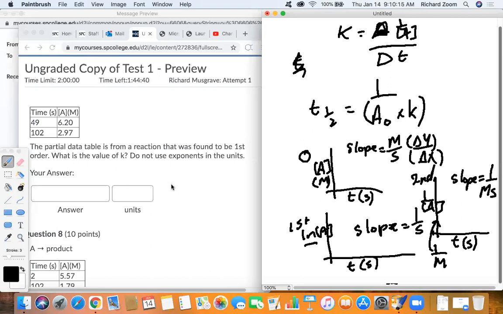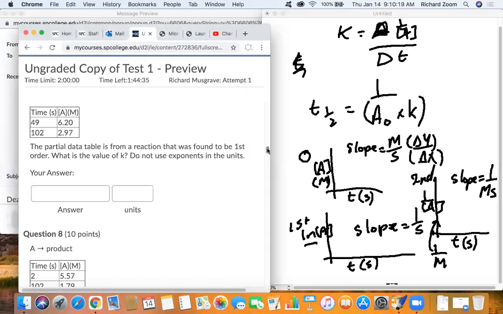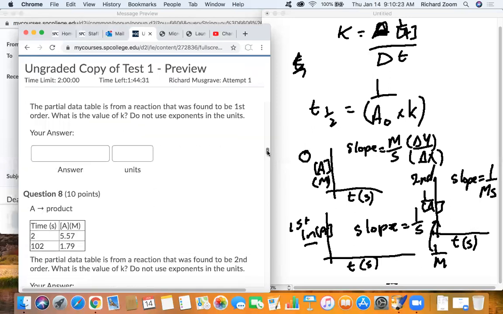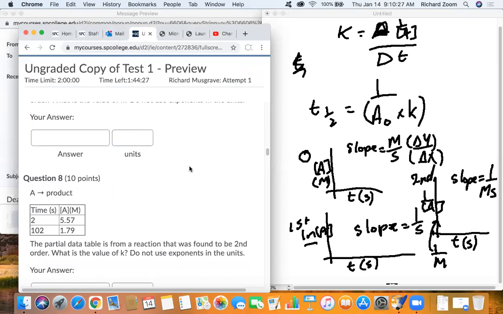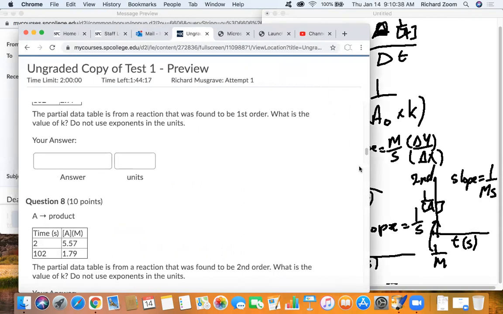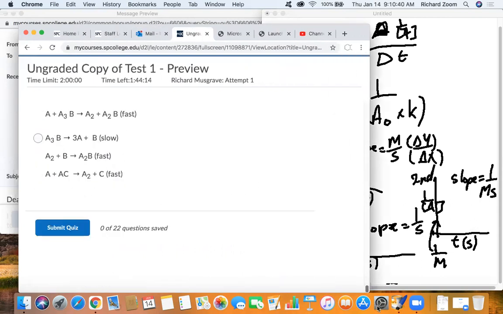So these are going to be the units in the case of 7, 8, and 9. And it's going to depend upon the order you've been given: zero, first, and second order. Those are the units that go in each of those units boxes. Okay, does anybody have any questions? Okay, let me submit this and we'll come back to this in a second.